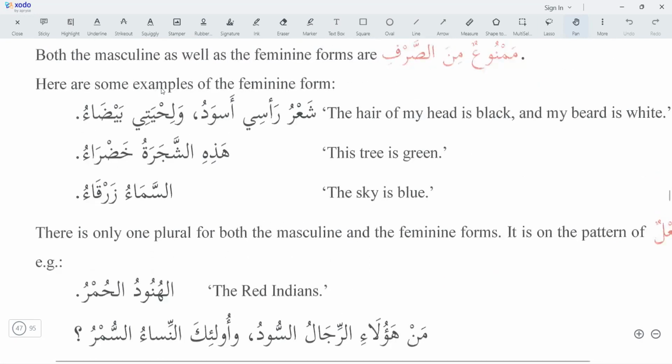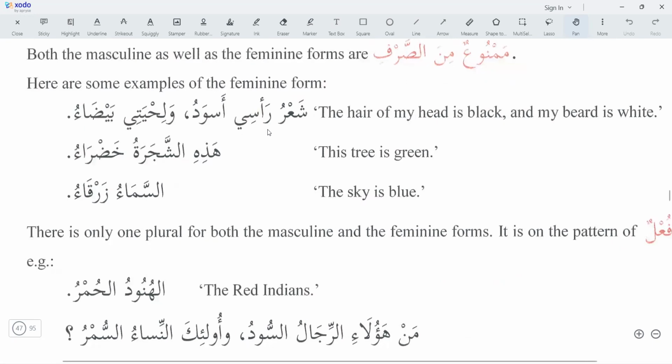Here are some examples of the feminine form. Sha'ru ra'asi aswadu. The hairs of my head is black.